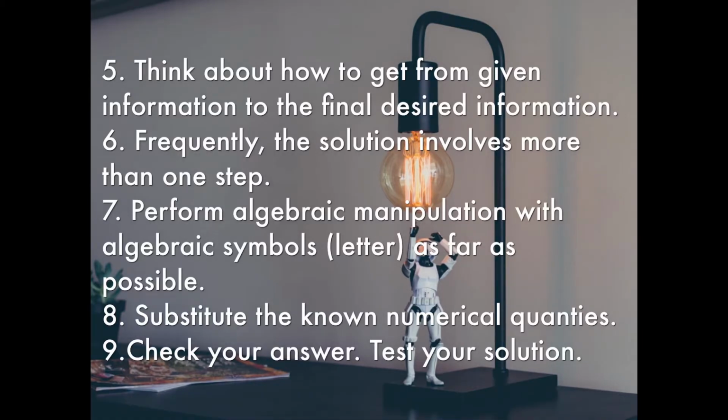Number 7. Perform algebraic manipulation with algebraic symbols as far as possible, since substituting the numbers in too early can be a way of hiding mistakes. Number 8. Finally, if the problem requires a numerical answer, substitute the known numerical quantities with their units into the appropriate equation. Leaving out the units is a common source of error. Writing the units shows when a unit conversion needs to be done, and also may help identify an algebra mistake.